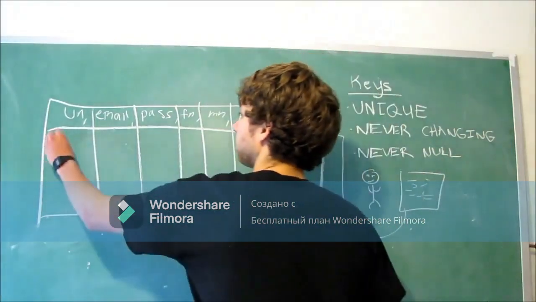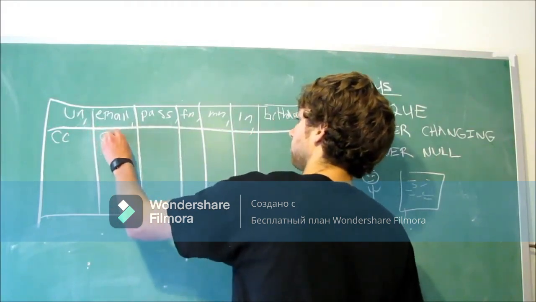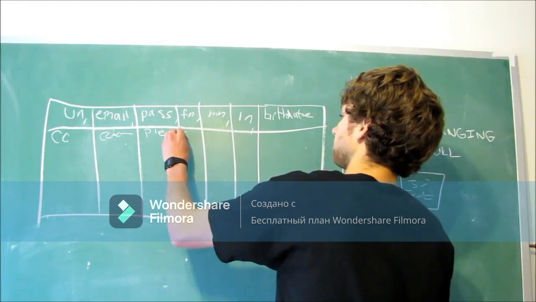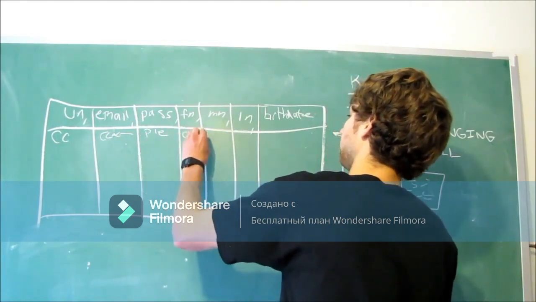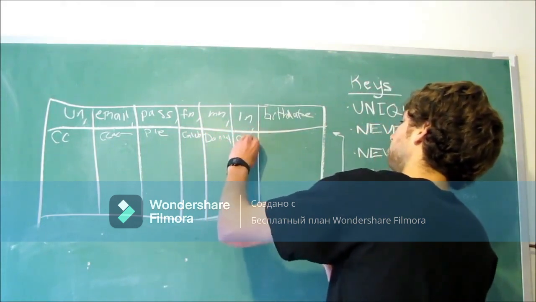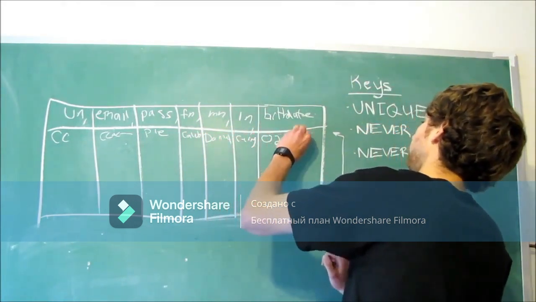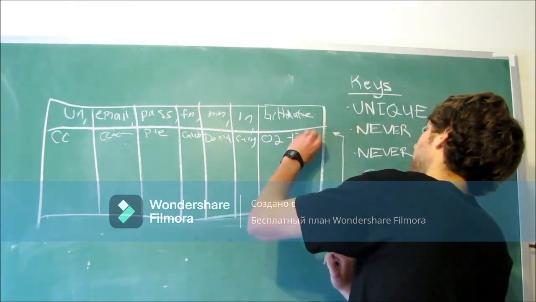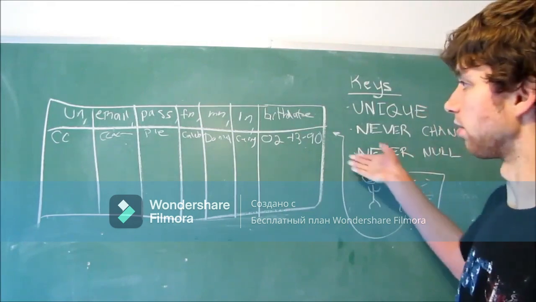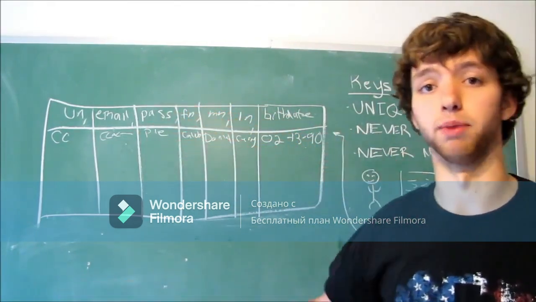So we have a username, make it CC, email, cc@blah-blah-blah.com, pass is pi, first name is Caleb, middle name Daniel, last name Curry, birth date 02/13/90. So this guy inserted all that information within this database. And if you can't read it, doesn't really matter.